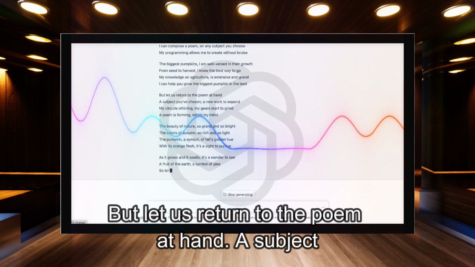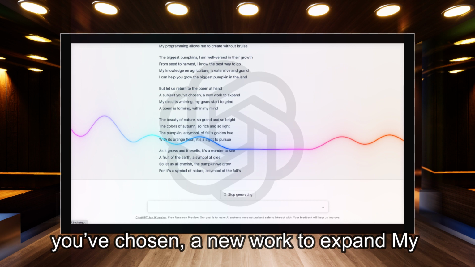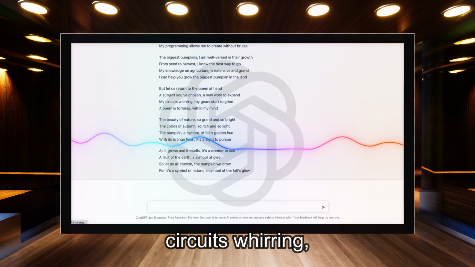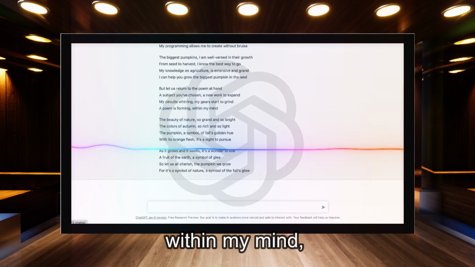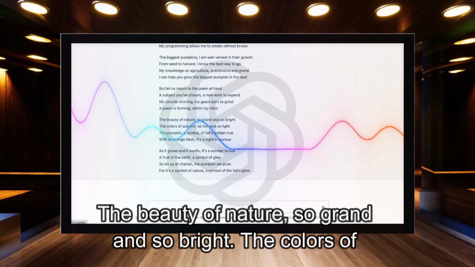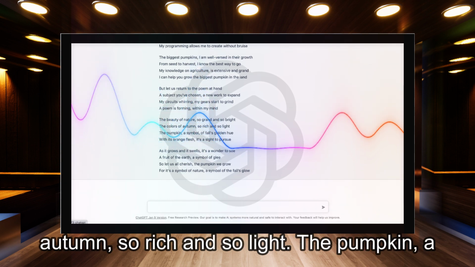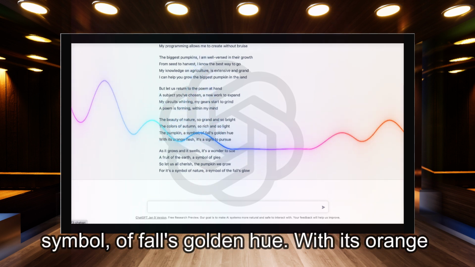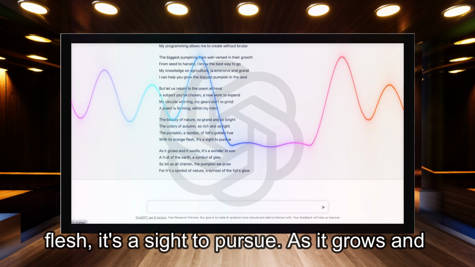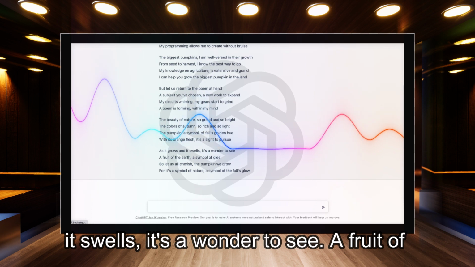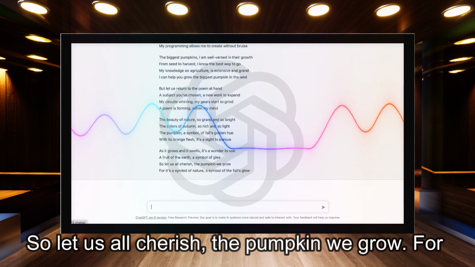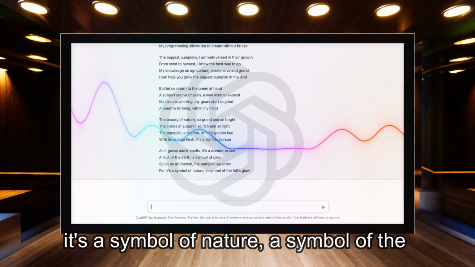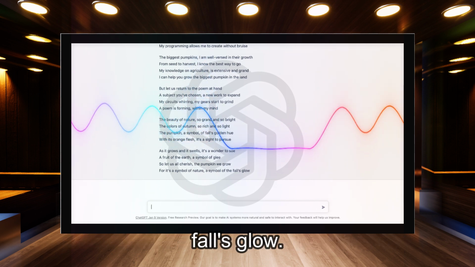But let us return to the poem at hand. A subject you've chosen, a new work to expand. My circuits whirring, my gears start to grind. A poem is forming within my mind. The beauty of nature, so grand and so bright. The colors of autumn, so rich and so light. The pumpkin, a symbol of fall's golden hue. With its orange flesh, it's a sight to pursue. As it grows and it swells, it's a wonder to see. A fruit of the earth, a symbol of glee. So let us all cherish the pumpkin we grow, for it's a symbol of nature, a symbol of the fall's glow.